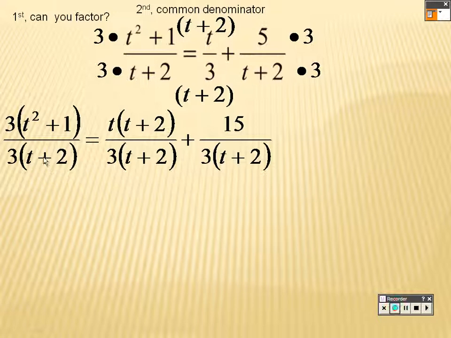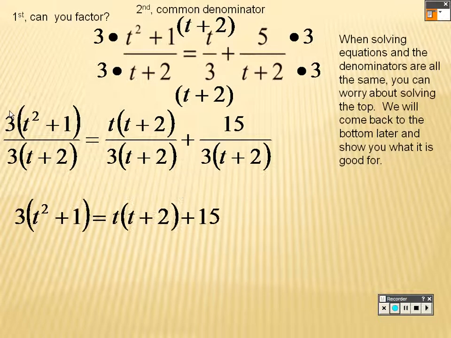Okay, so now don't worry about the bottoms. Let's worry about the tops. So I'm going to FOIL that top through. 3 times t squared is 3t squared. 3 times 1 is 3. T times t is t squared. T times that 2 is 2t, and I still have 15.